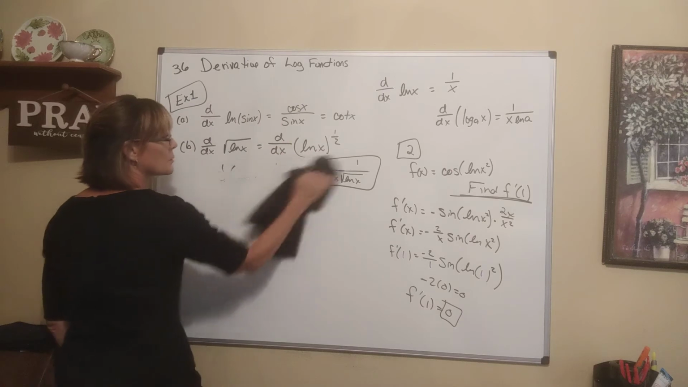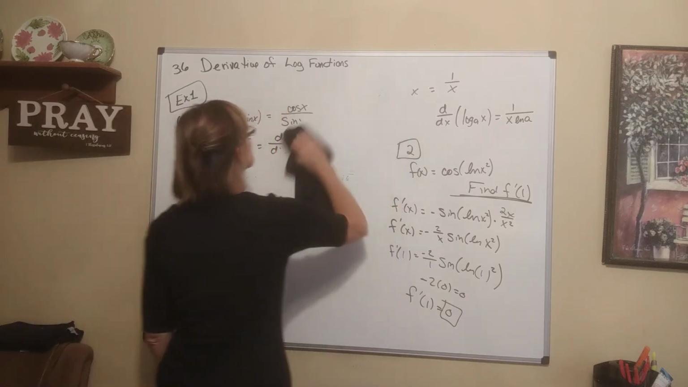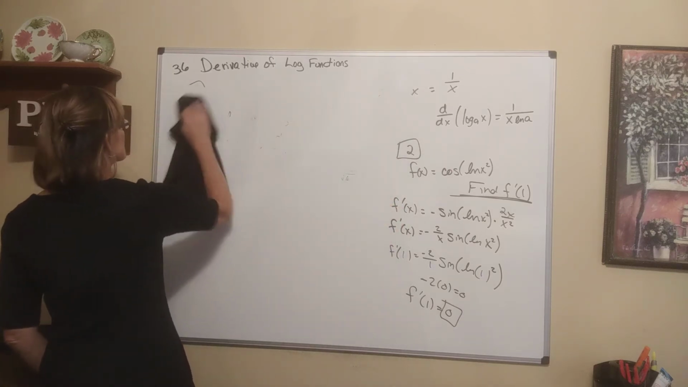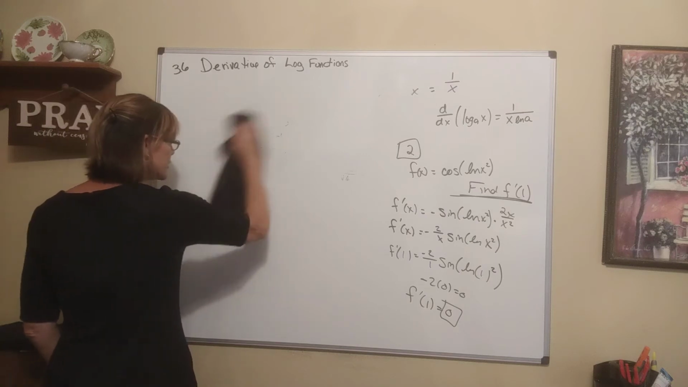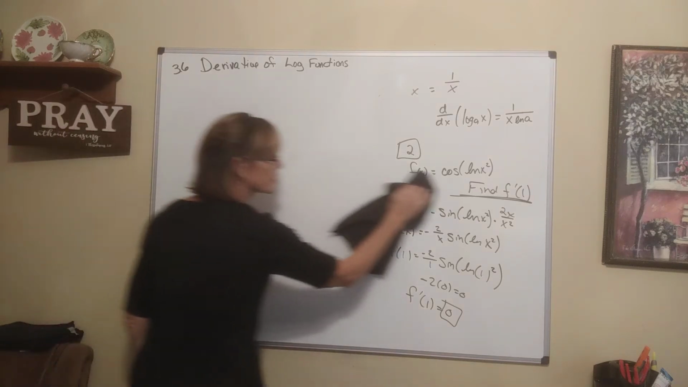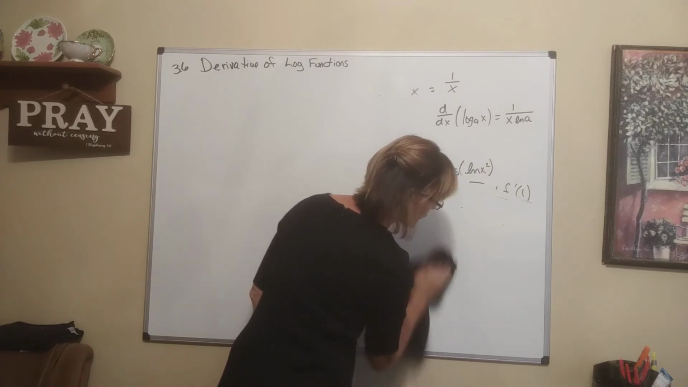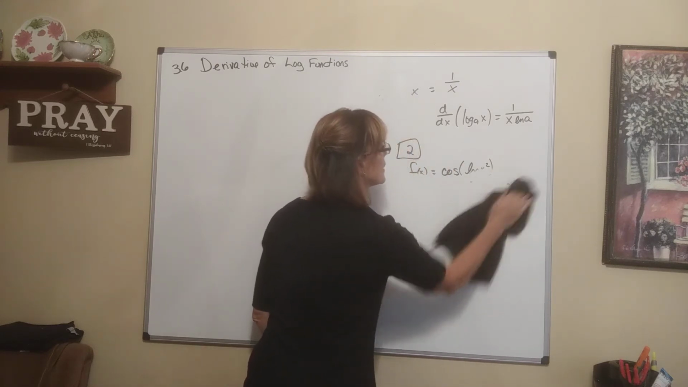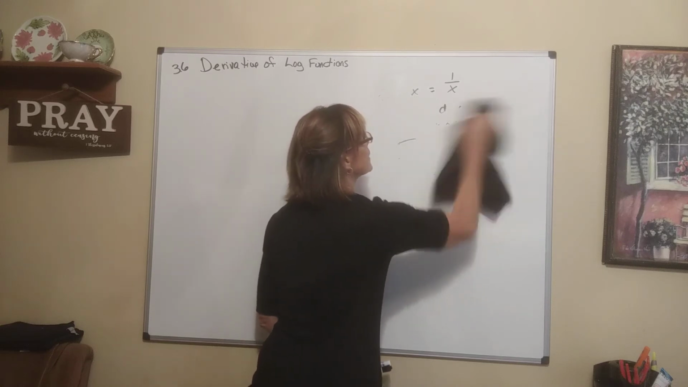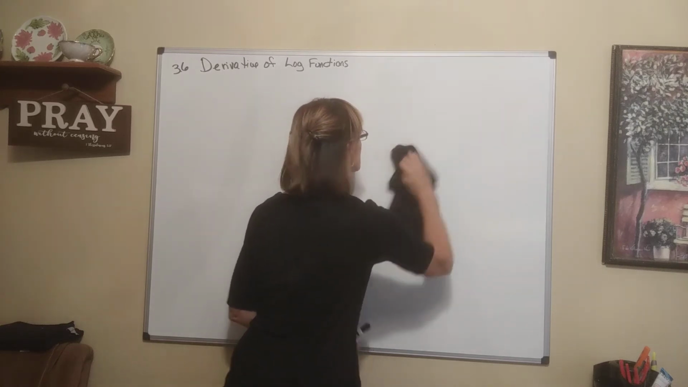So here are some log properties. By this point you should be familiar with them. So let's look at them. There's three I'm going to emphasize: the product rule, the quotient rule, and the power rule. So they go like this. The product rule you should recognize.